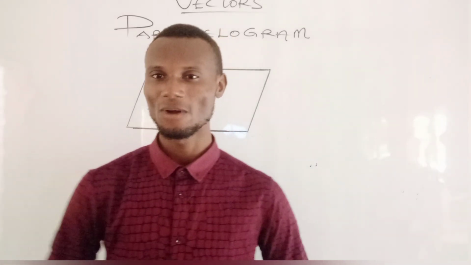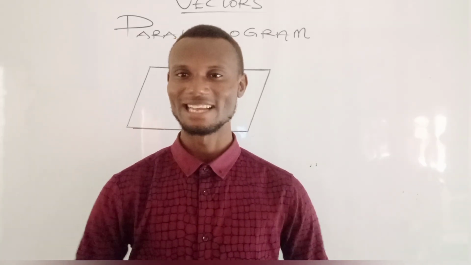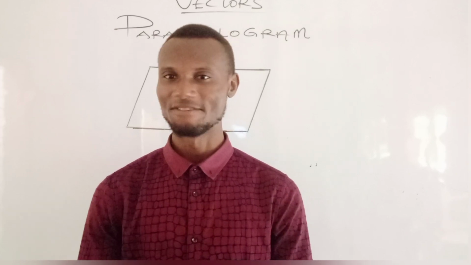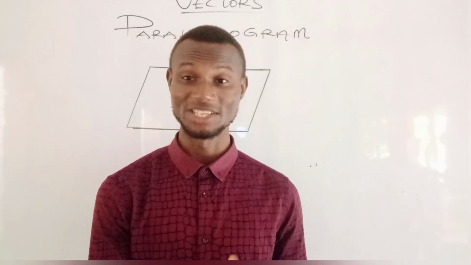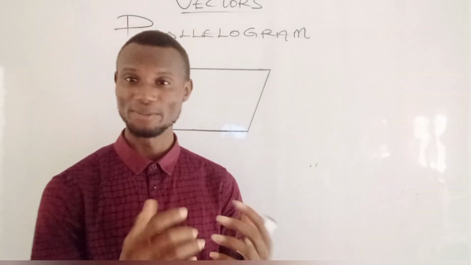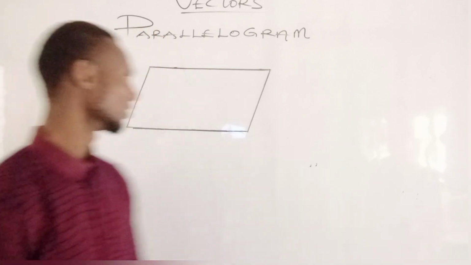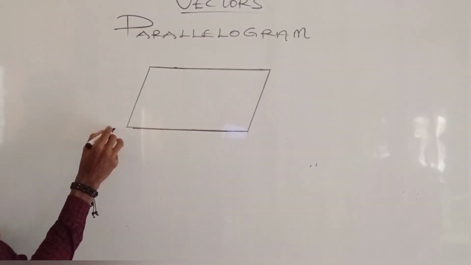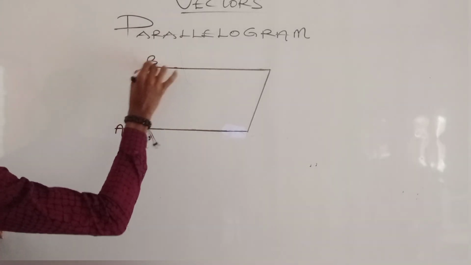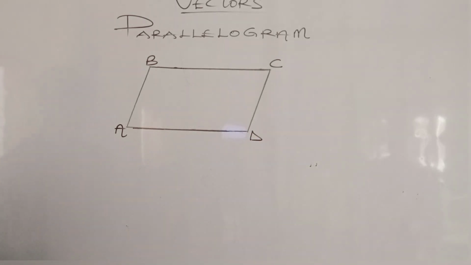Now, before we can look at the vector laws that govern a parallelogram, we need to label the vertices of the parallelogram, which is very important. Okay, so I'm going to start by labeling the vertices of the parallelogram that I have on the board. I'm going to start from here, label here as A, then I'll come here as B, and here as C, and here as D.